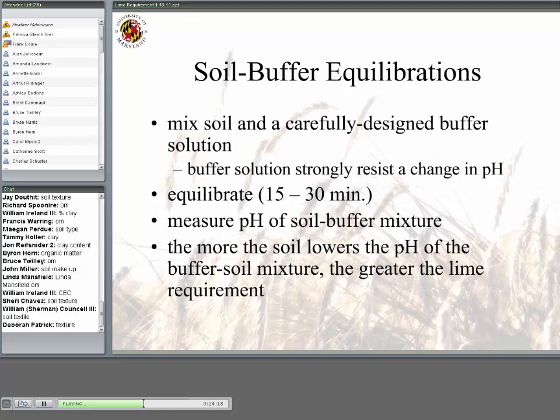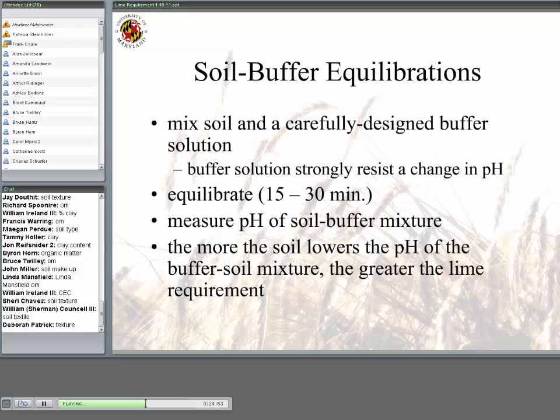So this is how it works. You mix your soil with a very carefully designed buffer solution. And what I mean is this solution is going to have things in it that keep the system from rapid radical changes in pH. It buffers the pH. And depending upon the technique you're using, some recommend that you equilibrate your soil buffer mixture for 15 minutes, and others recommend 30 minutes. So as compared to that titration we just talked about where you wait a day, these are both much, much more rapidly determined.